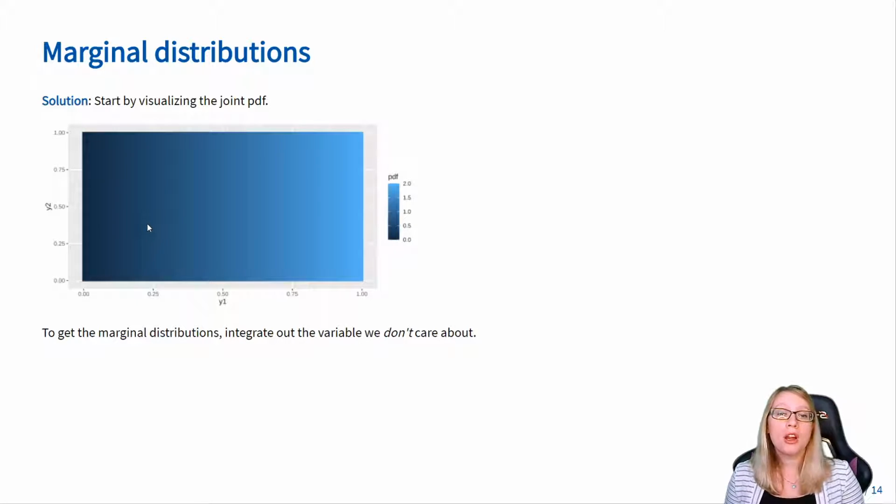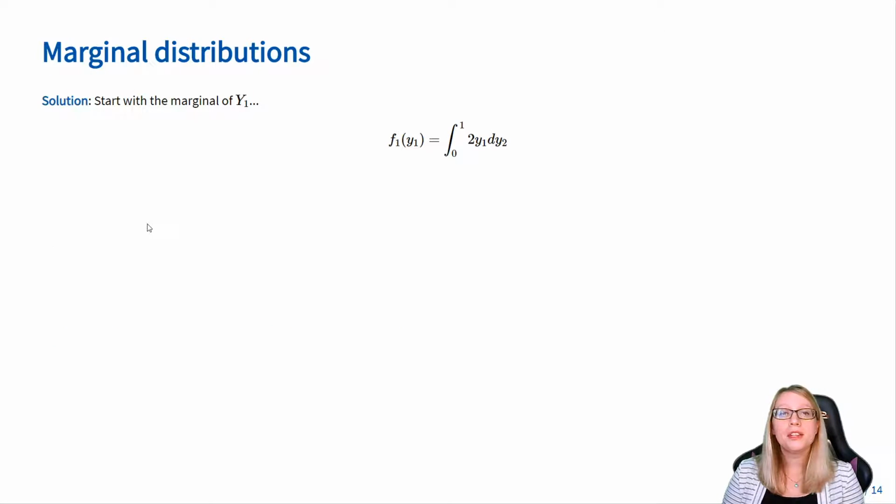Now to get the marginal distributions here, we'll simply integrate out the variable that we don't care about. So let's start with the marginal of y1. To find the marginal of y1, we'll take the joint PDF, so we'll take 2y1, and we'll integrate that with respect to y2, the variable we're trying to eliminate. y2 runs from 0 to 1, so that's our integral.